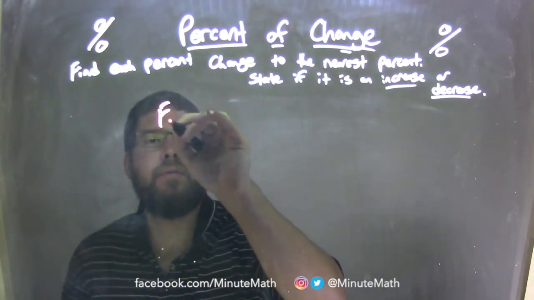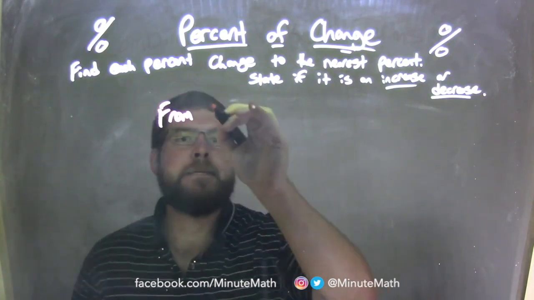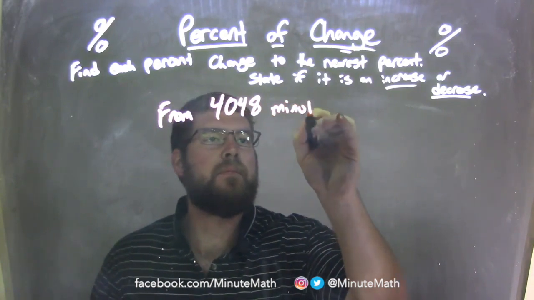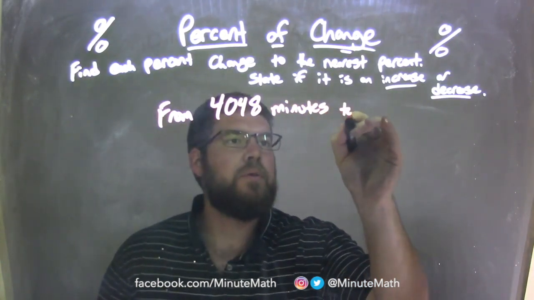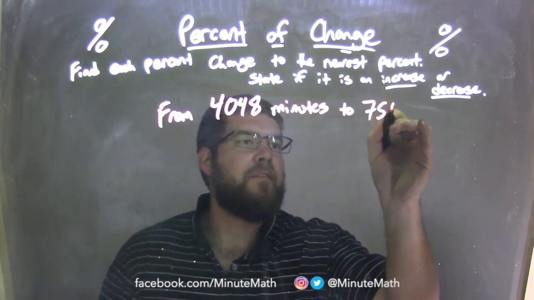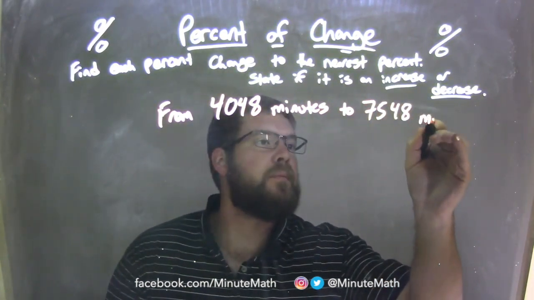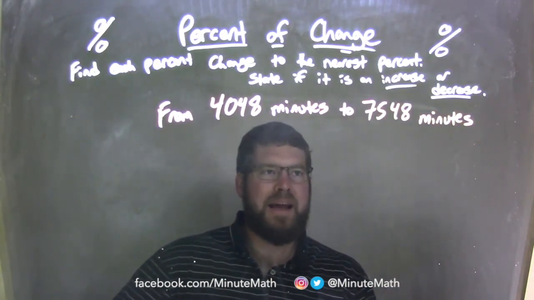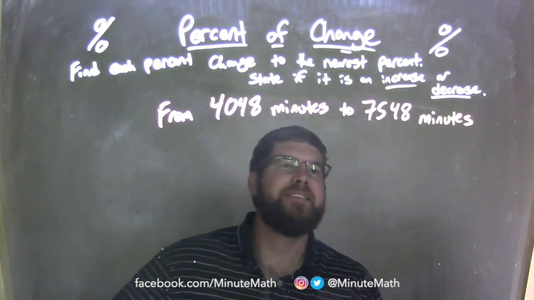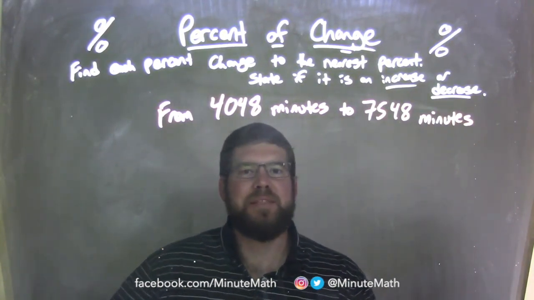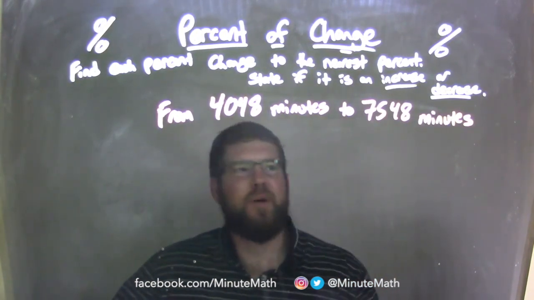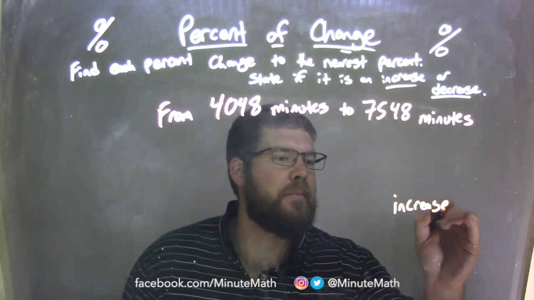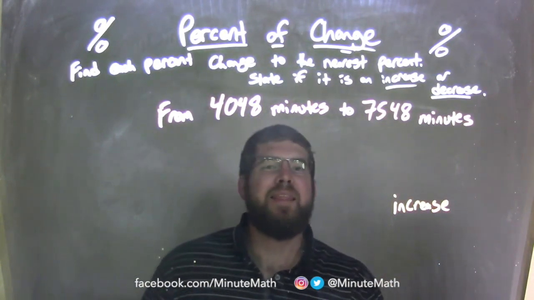From, what was it, a doozy? It's a doozy of a day. 4048 minutes to 7548 minutes. So 4048 minutes to 7548 minutes. Okay, 4048 to 7548. Well, is that an increase or a decrease? And we're going up, right? We're going up over 3,000 minutes here. So what's the increase here? An increase. So let's go find the difference between these two numbers.